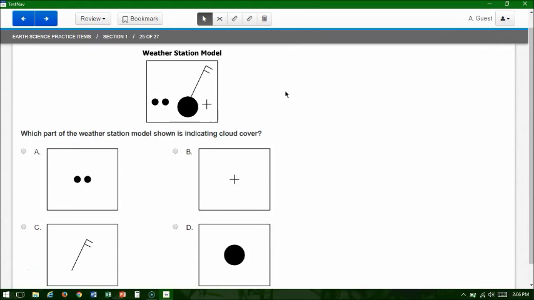All right, number 25, we have a weather station model. Let's try to interpret what some of these symbols in the diagram mean. So the two dots on the left, that refers to the type of precipitation. So we are looking at rain. If it was snow, it would be little stars. And the flag here, this indicates the direction from which the wind is coming. So wind is out of the northeast. And the little lines on the side refer to the speed of the wind. So the more lines, it's a greater wind speed. But this filled in circle, this black dot, if it was completely white, it would be a clear sky. And then the darker it is, the more cloud cover there is. So the correct answer to this question is D. The black circle refers to the cloud cover.